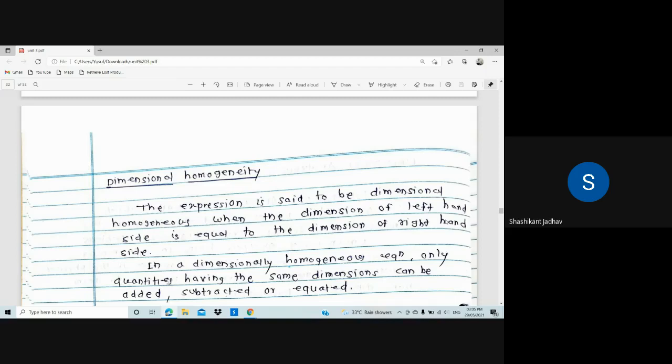In a dimensionally homogeneous equation, only quantities having the same dimensions can be added, subtracted or equated. Okay, so this is nothing but dimensional homogeneity.